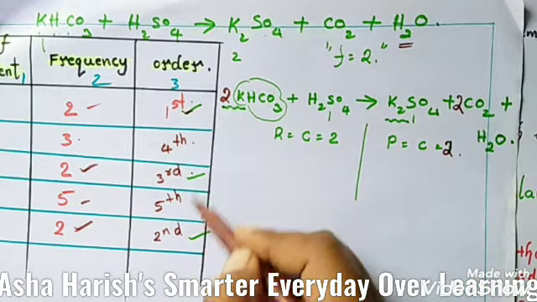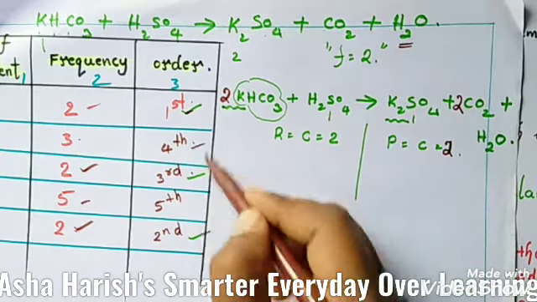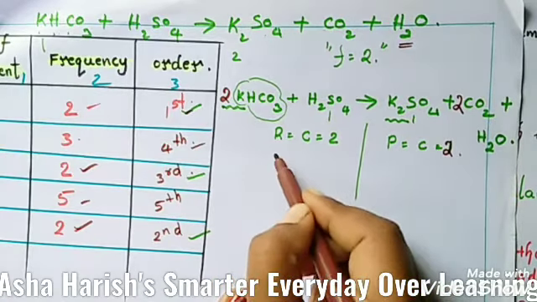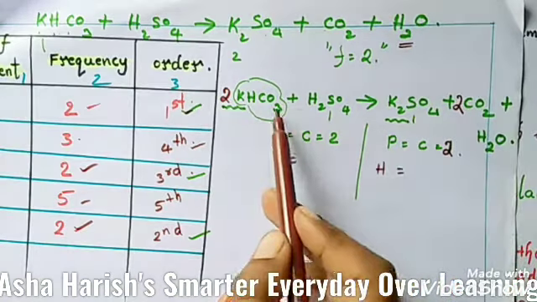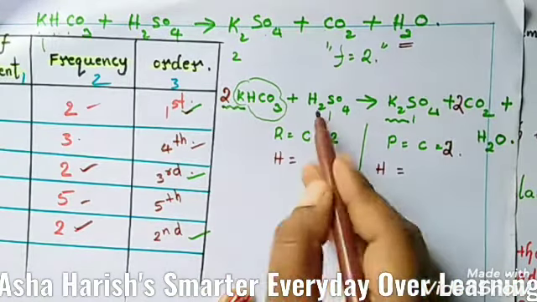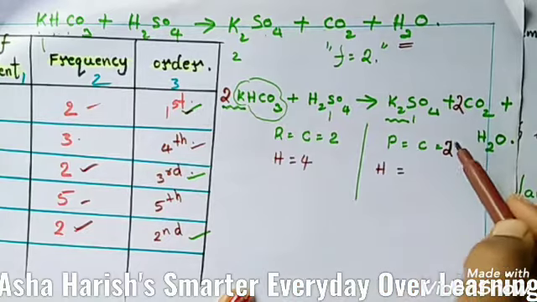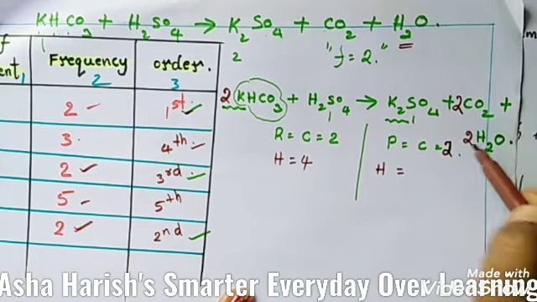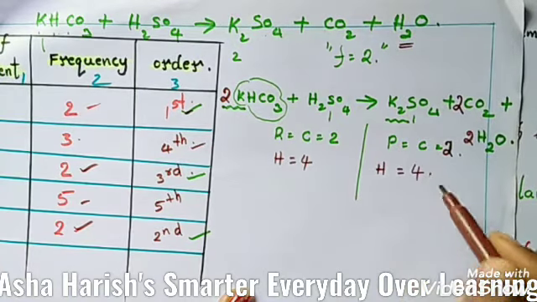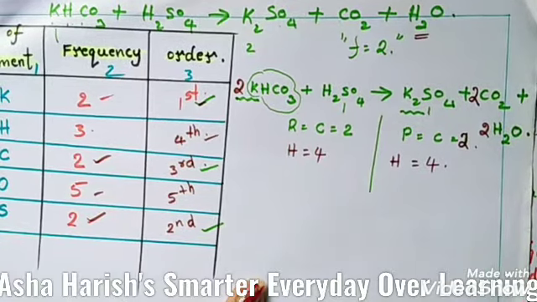Now what about the fourth position, hydrogen. Here you can see 2 plus 2, 4 hydrogens on the reactant side. On the product side you can see only 2 hydrogens. Now if you place 2 before this H2O, then hydrogen is also balanced, it is 4.